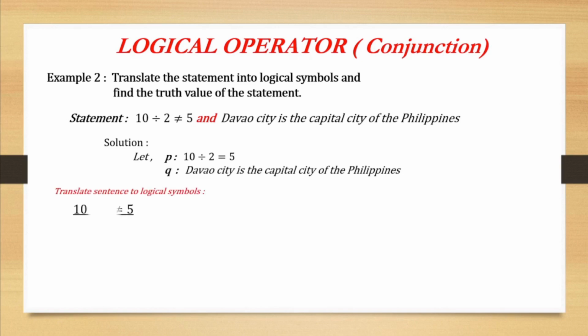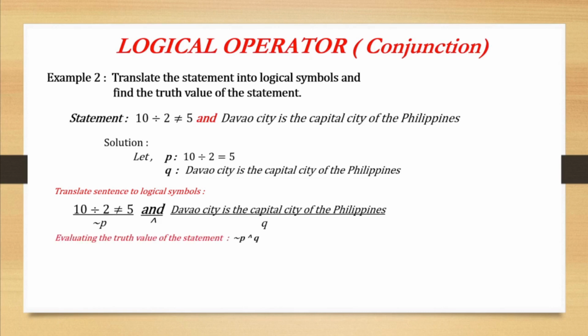Let us now translate the proposition. 10 divided by 2 is not equal to 5 will be replaced by the symbol negation P, and the word and will be replaced by the symbol ∧, and the statement Davao City is the capital city of the Philippines will be replaced by the proposition Q. So we can say the logical symbol of the given statement is negation P and Q.